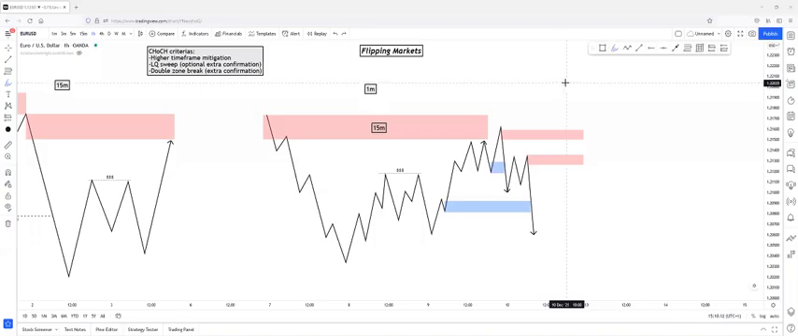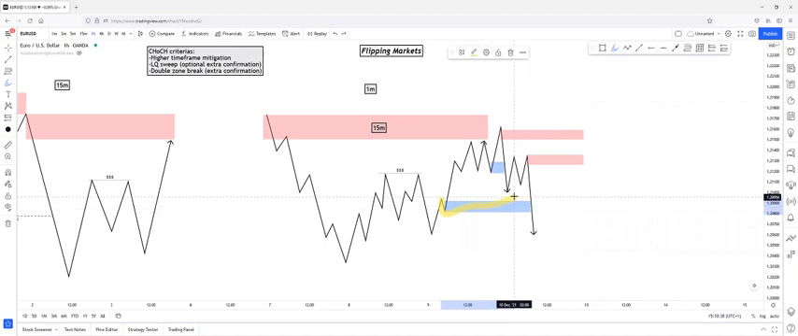Okay, let's see an example for the double zone break. The scenario is the same. Price broke through the last demand zone, which is this one, and created this supply zone. After this, price started to do a pullback here, but it couldn't mitigate the upper zone. Instead of mitigating the upper zone, it created liquidity. And after the liquidity creation, it broke through the next demand zone, which is this one.